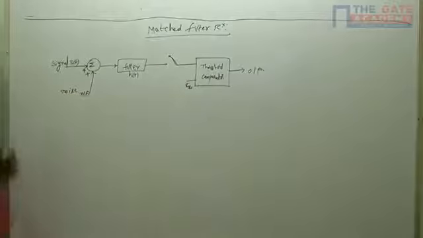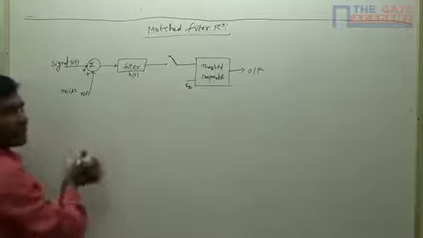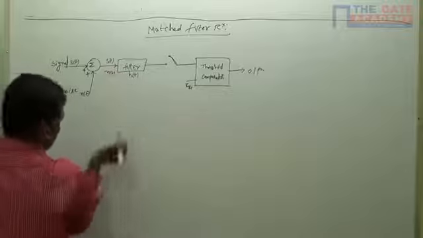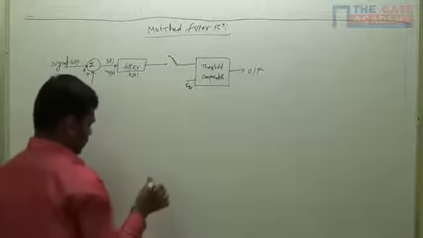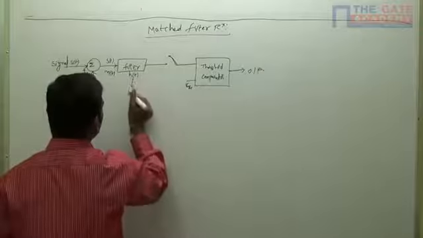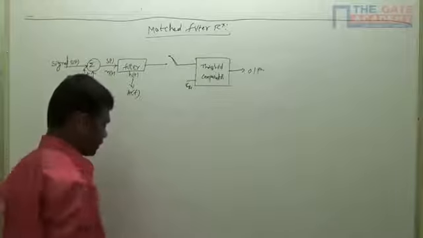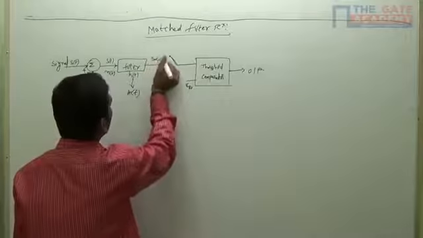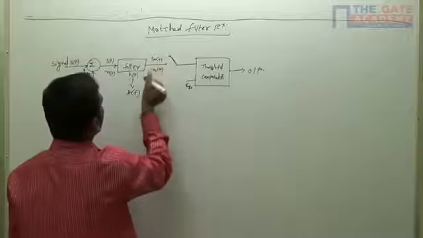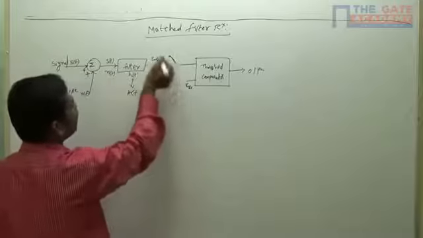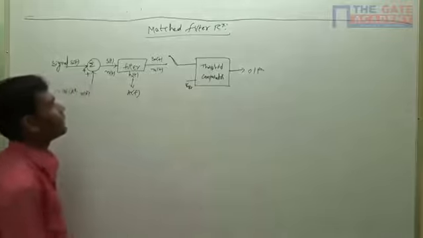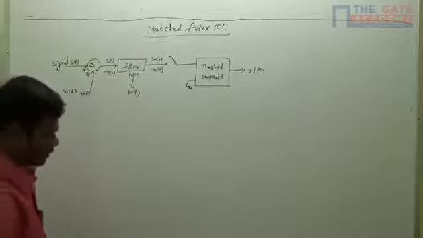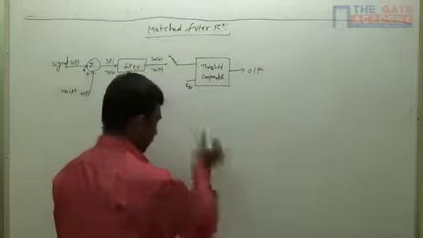So here what is going to happen? This is the signal S of t and noise N of t. This filter has transfer function H of t in the time domain, and H of f in the frequency domain. This is S naught of t, N naught of t, that means the signal output, the final output. This we are going to compare, so both signal and noise components we are getting.